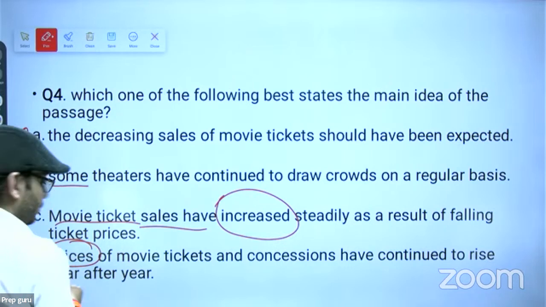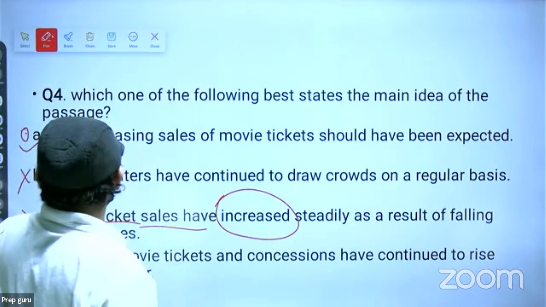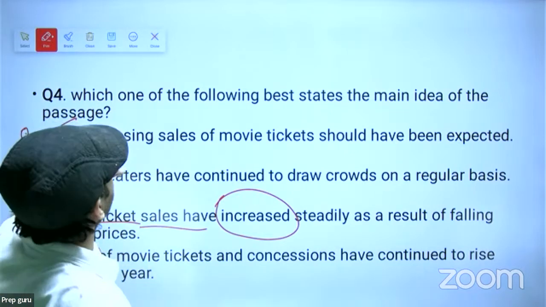Sale of movie ticket, right? So the correct answer is A. Very good, Gauri. Twisha, very good. A is the right answer, right?